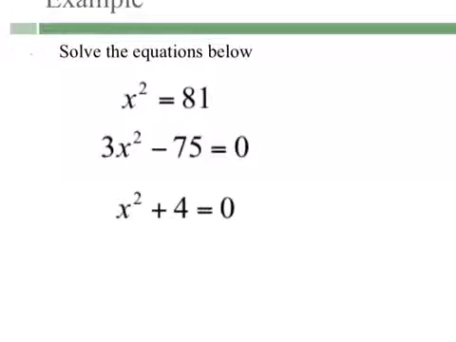Here are 3 problems for you to do on your own, along with a lesson check. Bring any questions you have to class tomorrow.